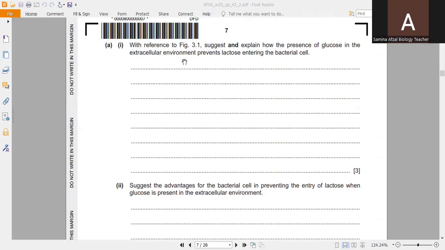Now, the question is, with reference to Figure 3.1, suggest and explain how the presence of glucose in the extracellular environment prevents lactose entering the bacterial cell. So we have to suggest and then we have to explain it as well. How do the glucose transport and phosphorylation occur? You know that the glucose enters the cell via a transport protein, as has been shown in the figure.